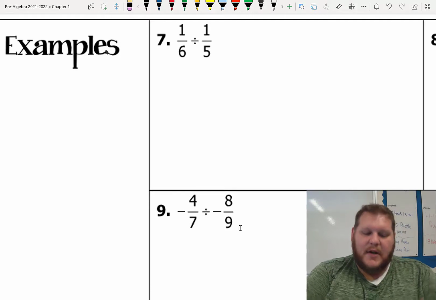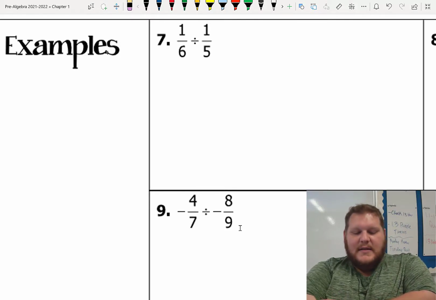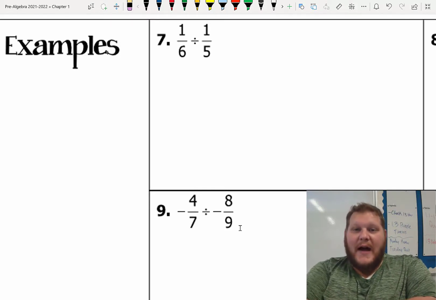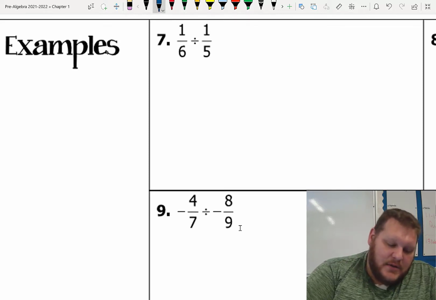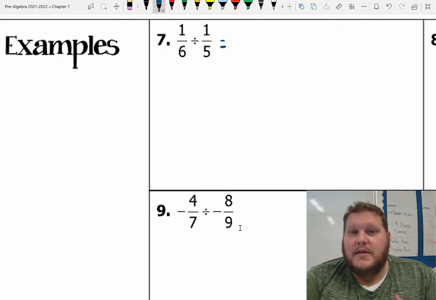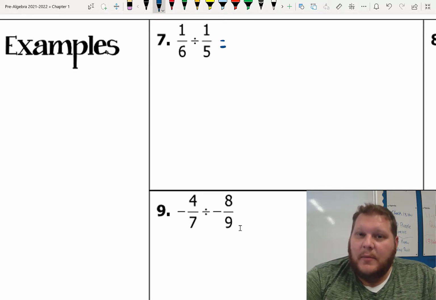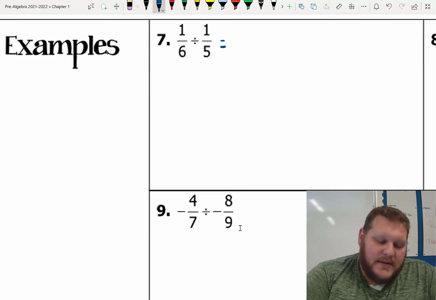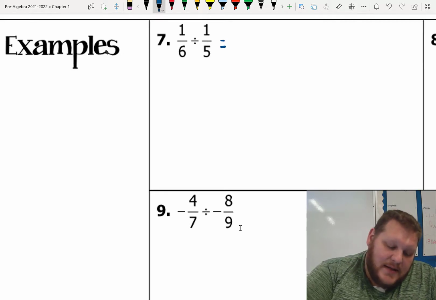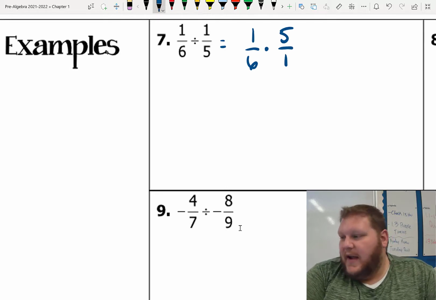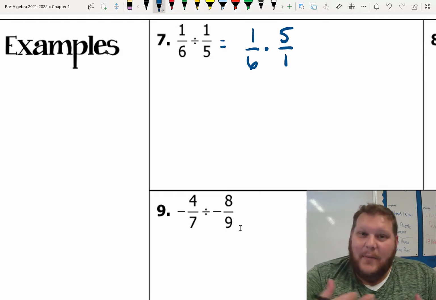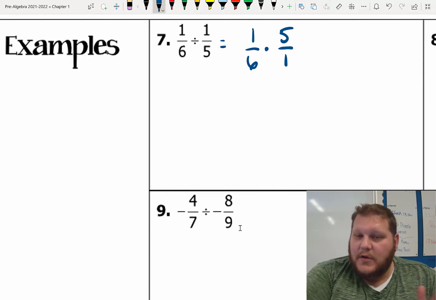So for our examples here for number 7, we have 1 over 6 divided by 1 over 5. They're already single fractions, which is nice. To be able to handle this, I'm going to flip over the second fraction, and then it becomes multiplication. So 1/6 divided by 1/5 is the same thing as 1/6 times 5 over 1 instead of 1 over 5, because, again, I'm reciprocating just the second fraction. My first one stays the same, the second one I flip.